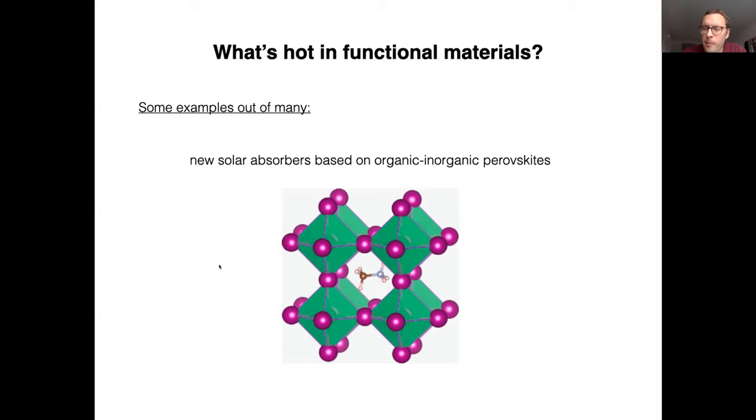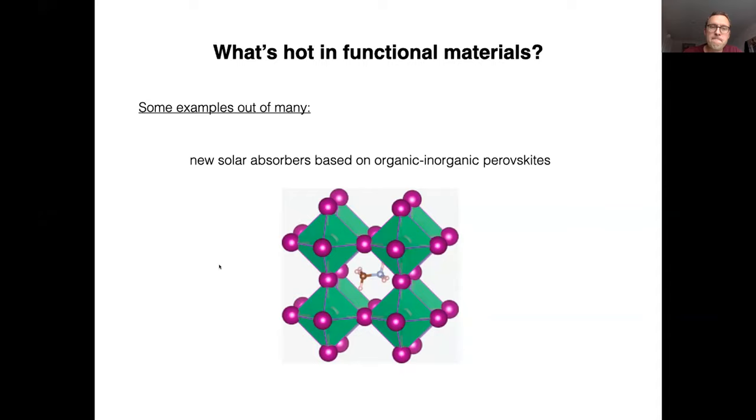A slight problem with these solar cells is that they're sometimes not so stable. Sometimes they contain elements like lead that are a bit poisonous. So there's a lot of research in understanding why these materials work so well as solar cell absorbers, and how they can be tweaked to become slightly better. So that's one hot topic.